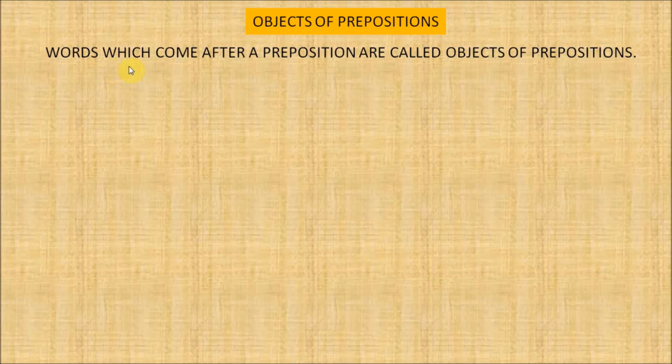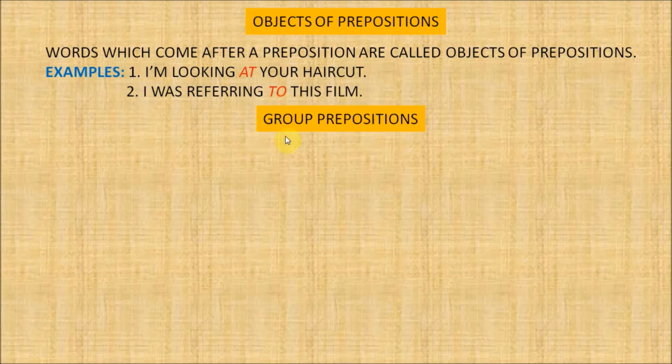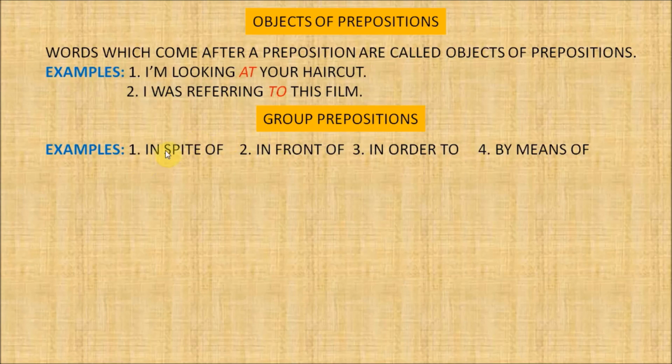Now let's look at objects of prepositions. Words which come after a preposition are called objects of prepositions. For example, I am looking at your haircut. Second, I was referring to this film. So in the first example, your haircut is the object of the preposition at. And in the second example, this film is the object of the preposition to. Now let's see group prepositions. Let's see some examples of group prepositions like in spite of, in front of, in order to, by means of, and there are many more.